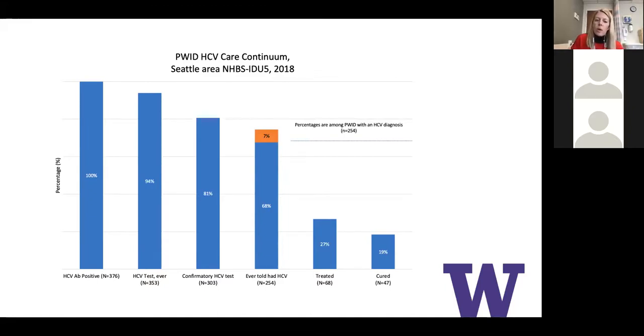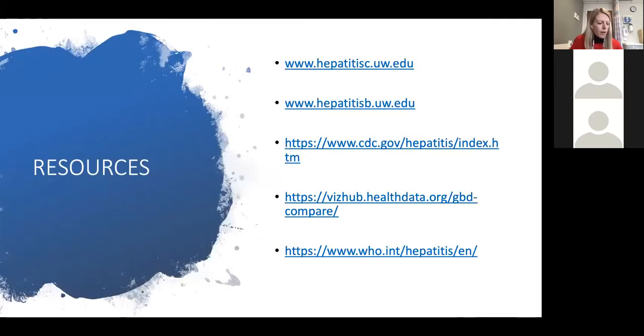But only 20% of those who had been diagnosed with hepatitis C had actually been treated, and only 19% had been cured. So I think the take-home message here is just that we have a long way to go in really reaching the people who are in most need of treatment for Hep C and getting them cured. So with that, I will end, and we'll have just under 15 minutes, it looks like, for questions.